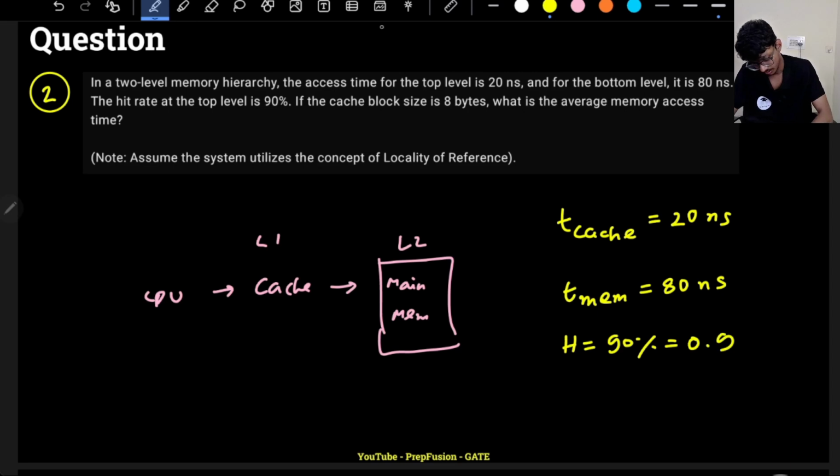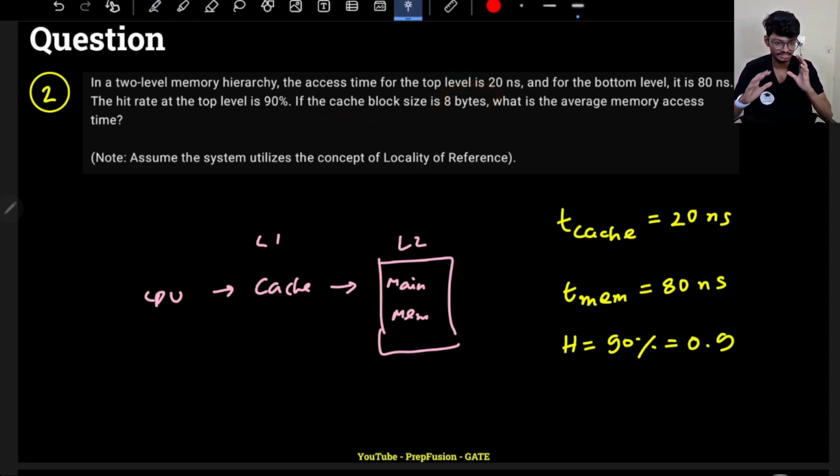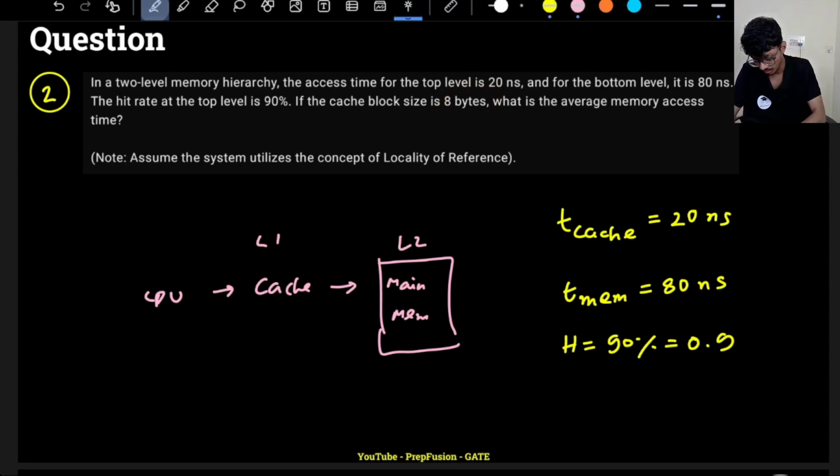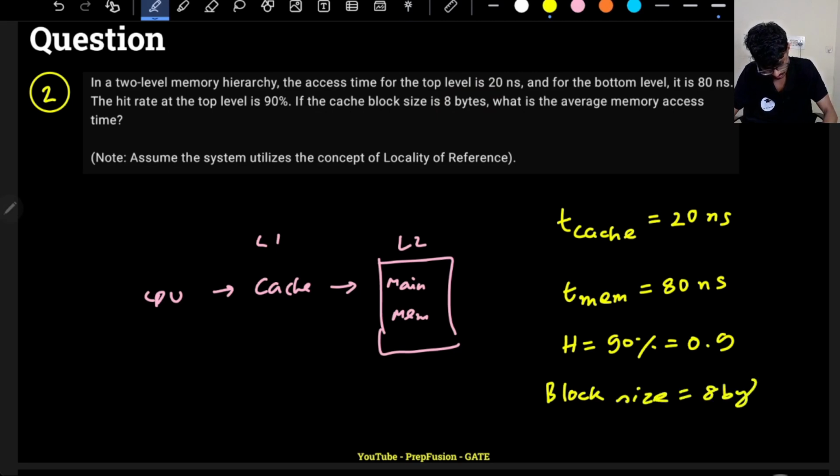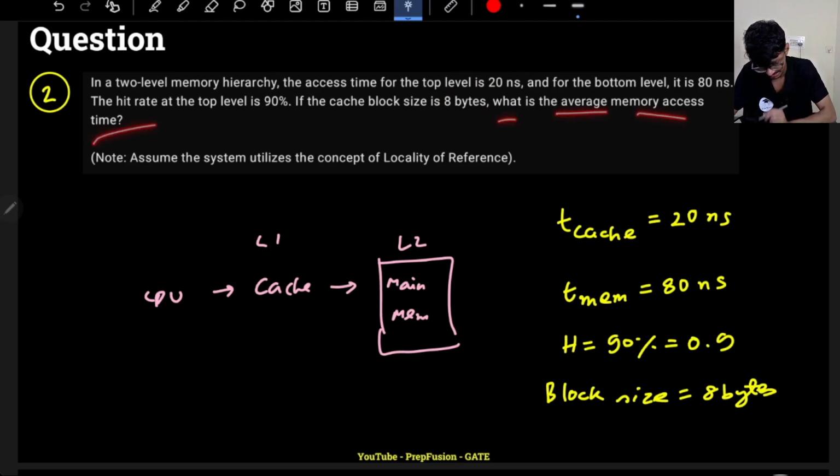If the cache block is 8 bytes, so basically I store data in cache in blocks of data. So each block is 8 bytes. Block size is 8 bytes. What is the average memory access time? Now they are asking me what is the average memory access time.